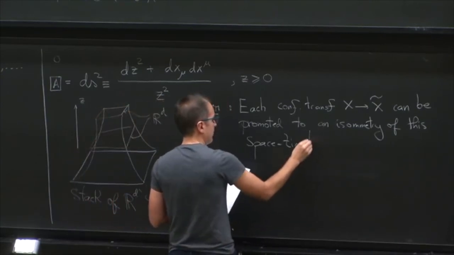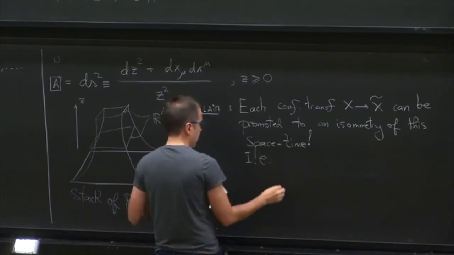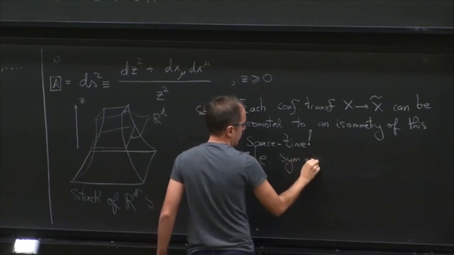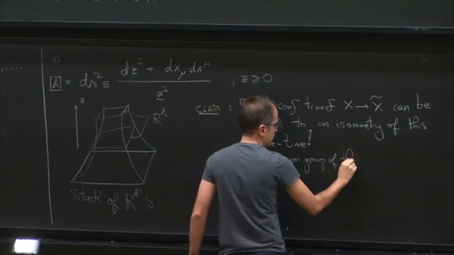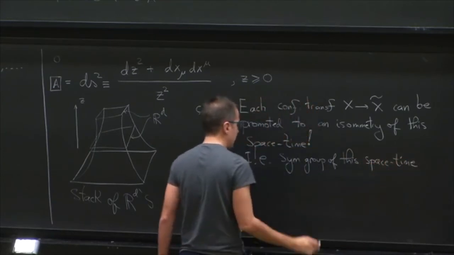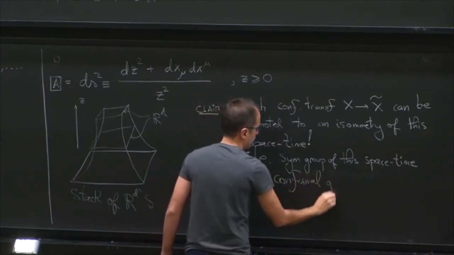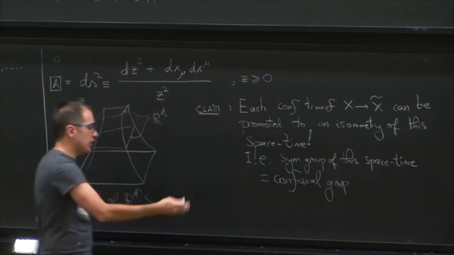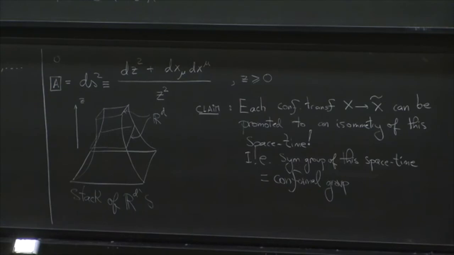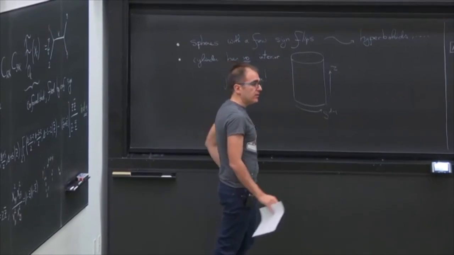Let me stress another thing. In other words, the symmetry group of this space-time, that is the group of symmetries that leave the space-time invariant, is equal to the conformal group, which is the group generated by the conformal transformation. So this is in striking contrast with what I said before. Rd by itself is not invariant under conformal transformation. Rd transforms. This one is invariant.